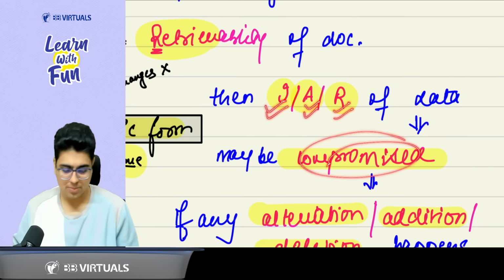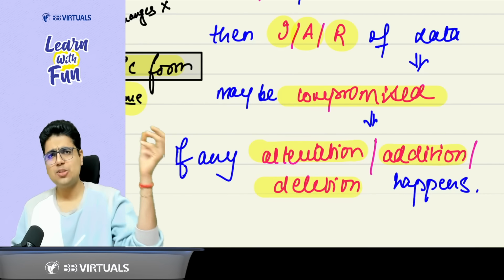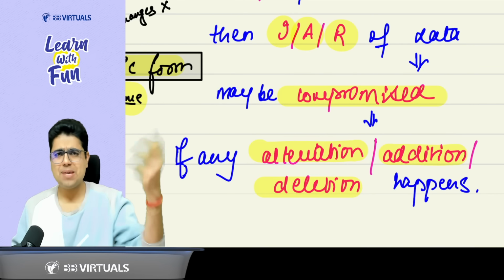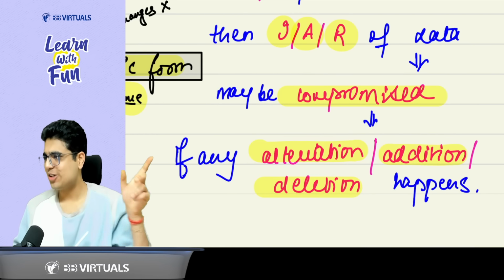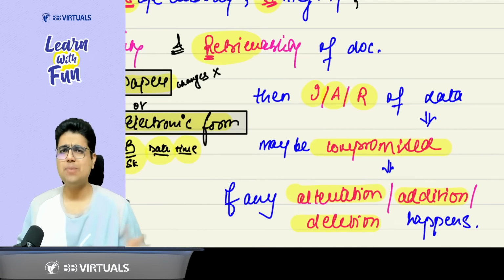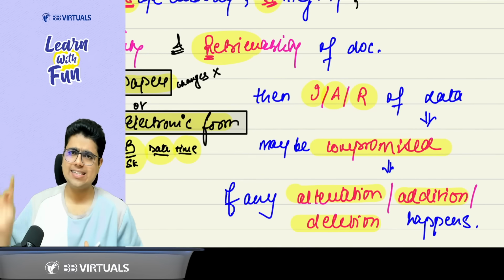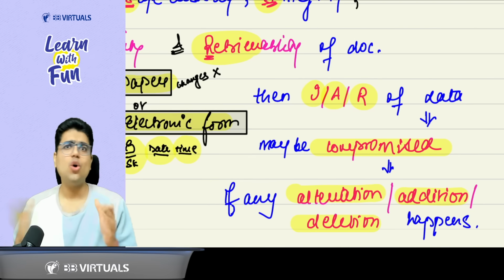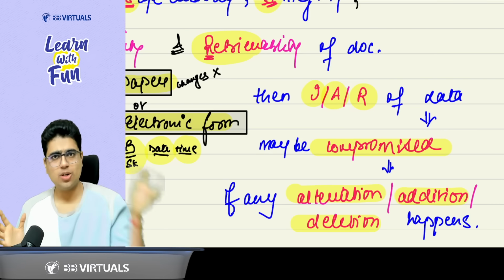Sir, how is it compromised? Through alteration. People can do some additions or deletions, so it will cause some alteration. So just remember, in paper or electronic form, the IRA can be compromised. IRA means integrity, accessibility, retrievability can be compromised due to alterations, in the form of additions or deletions.